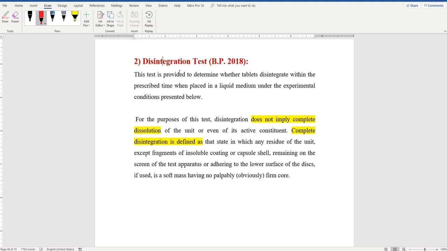Mainly when the tablets are intended to produce local action. For example, Senna tablets, which is used for constipation condition, is supposed to act within the GIT. We are not concerned with its absorption. So in this case, we will do disintegration test. Disintegration test versus dissolution test.